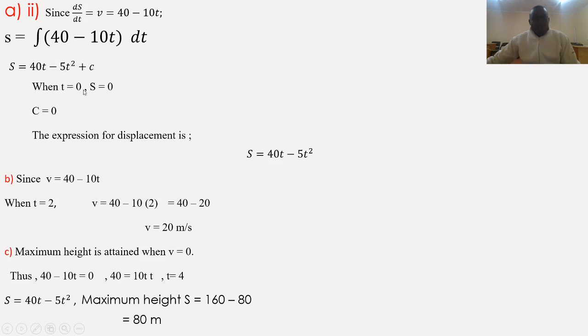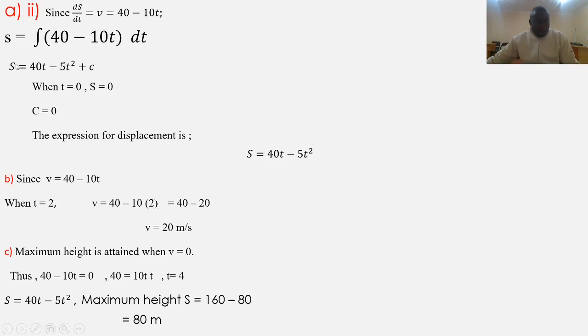When t equals 0, at the initial velocity, that automatically tells you the displacement is also 0, because it has not moved. And therefore c, at that initial displacement, is also 0, because if all this is 0, then c is also 0.